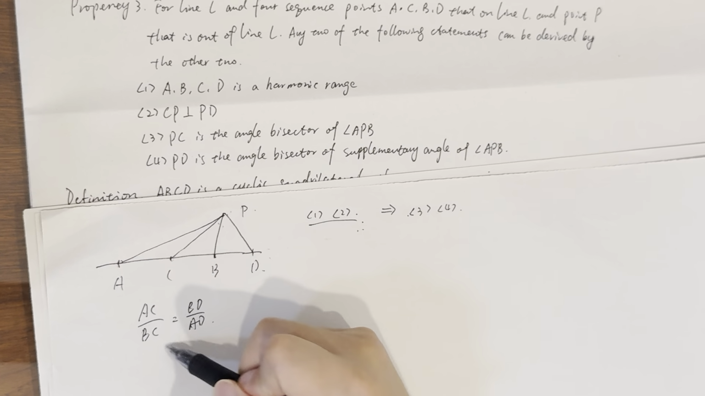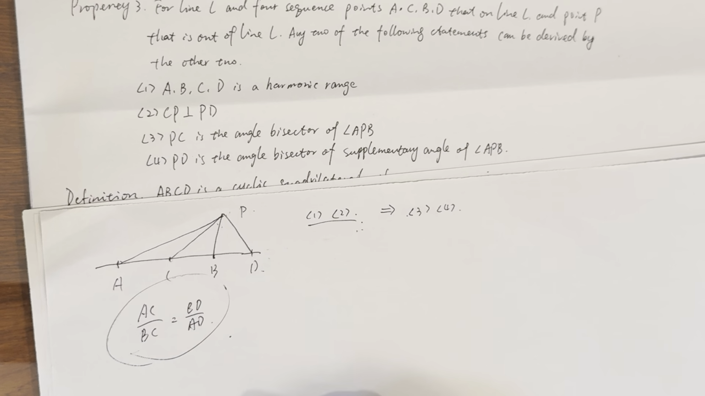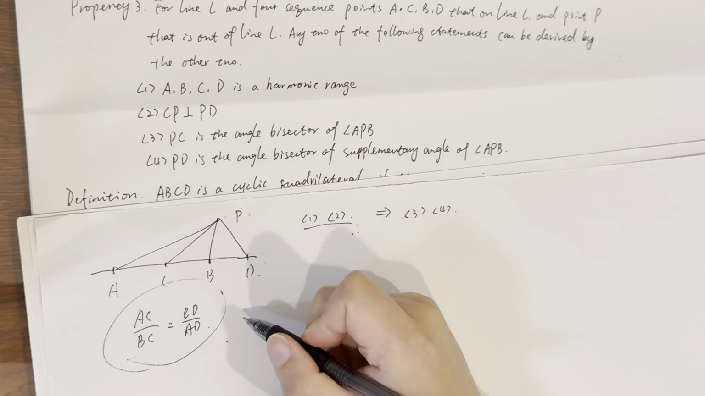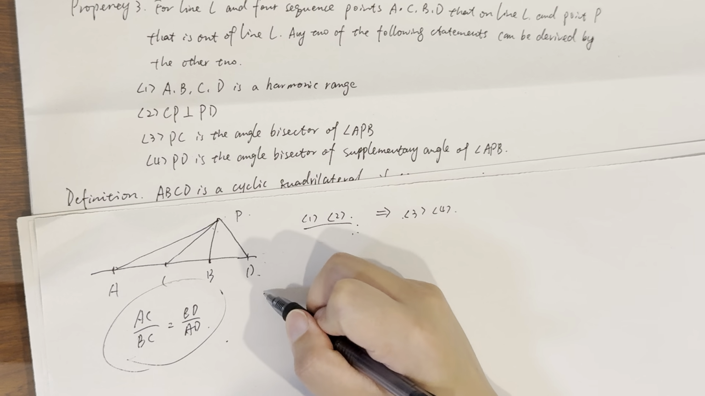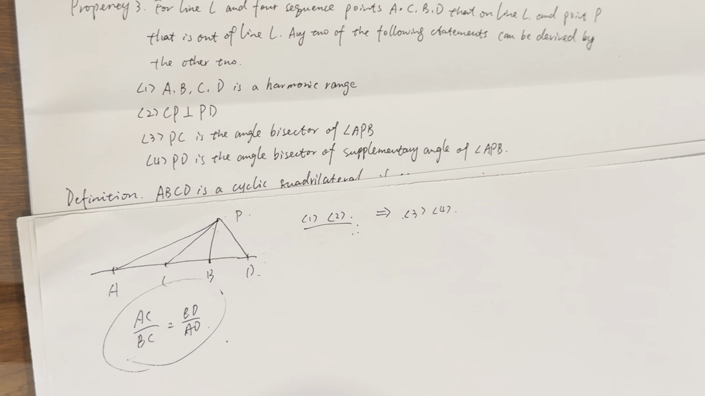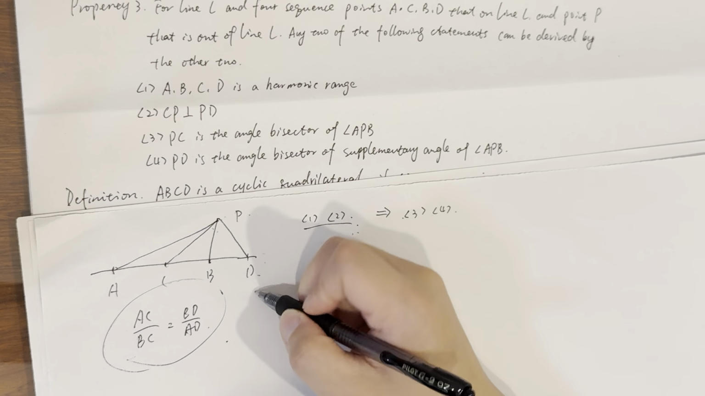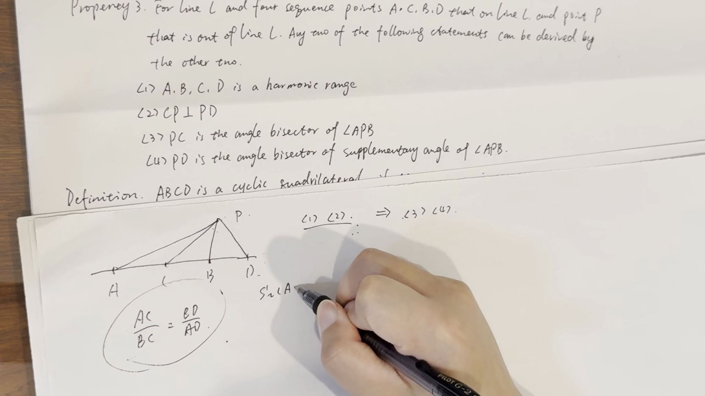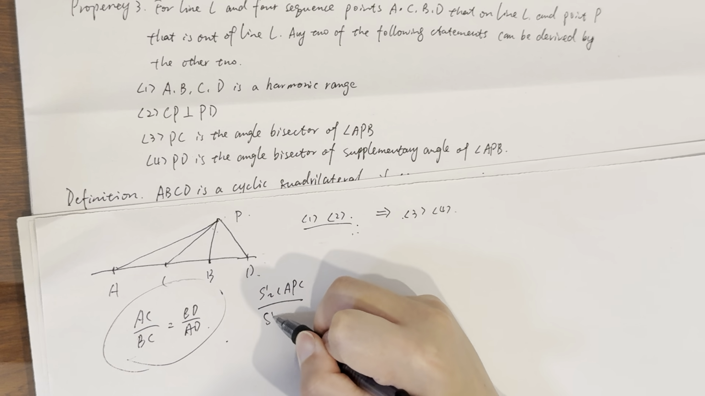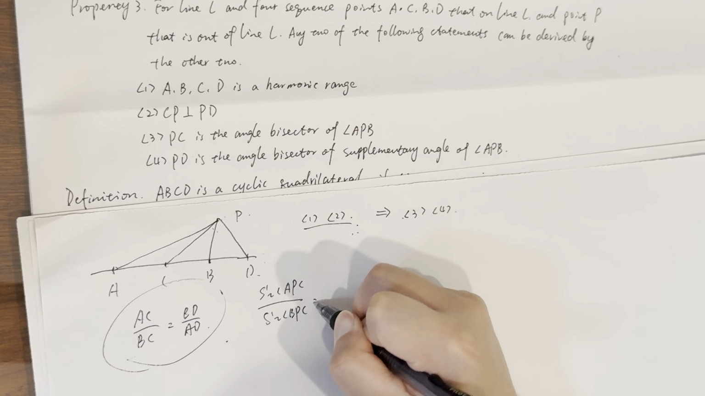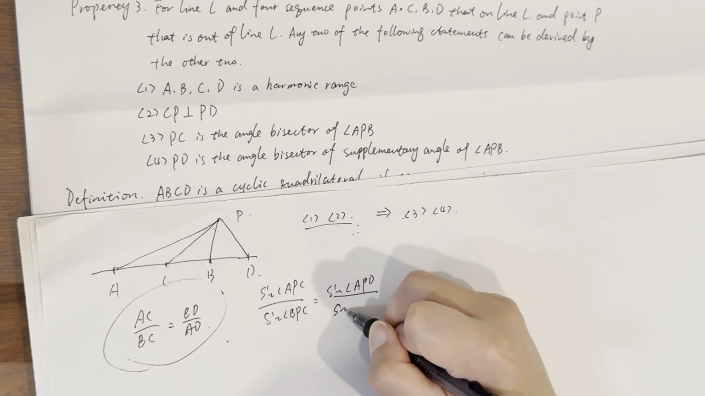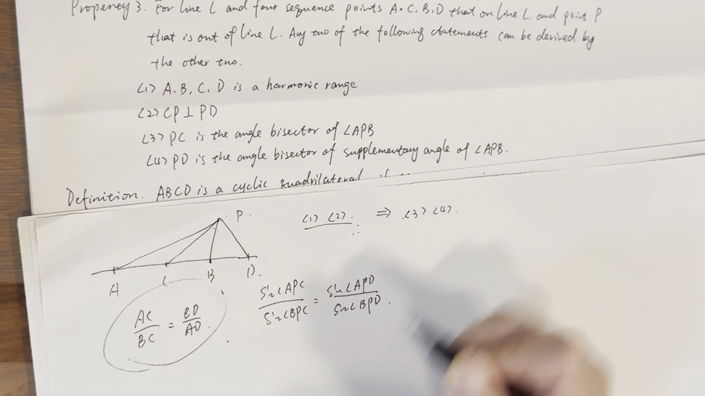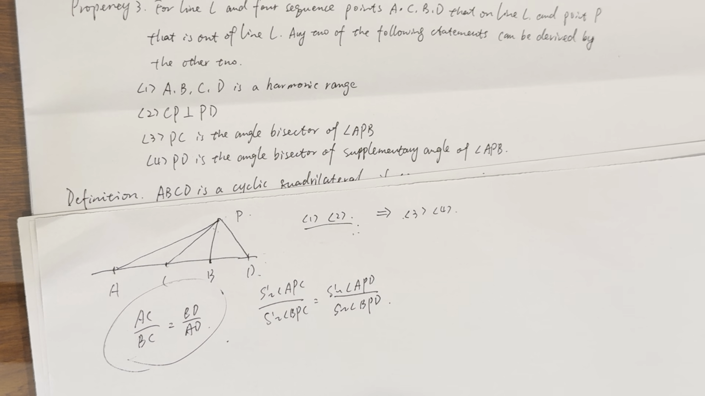I think we can start from using the angle condition, right? Which is, we already know ACBD is a harmonic range. That means sine angle APC to sine angle BPC equals sine angle APD to sine angle BPD. Right, this is true.